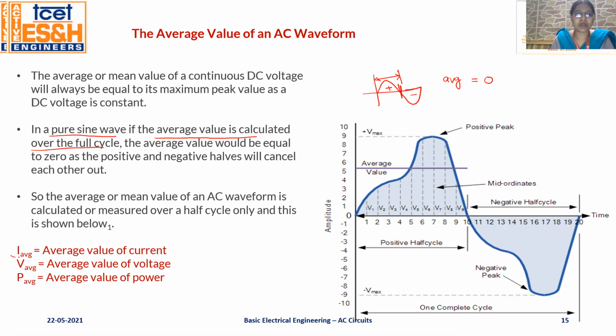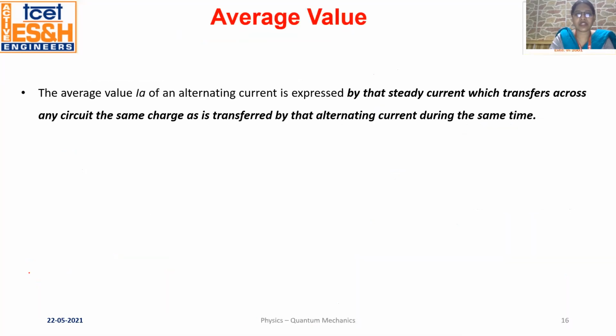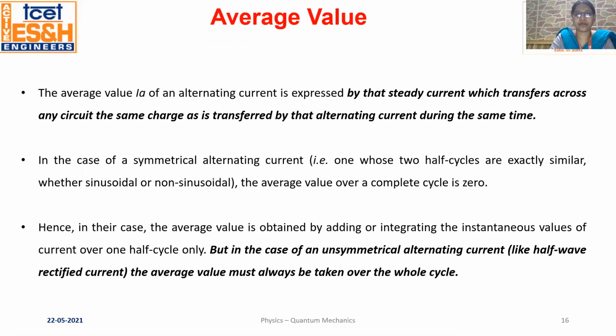The representation of average value is I average, V average, and P average. By definition, it is the steady state current which transfers across any circuit the same charge as is transferred by the alternating current during the same time. So in a sinusoidal waveform, it is the value which transfers the same charge as that alternating current during the same time.